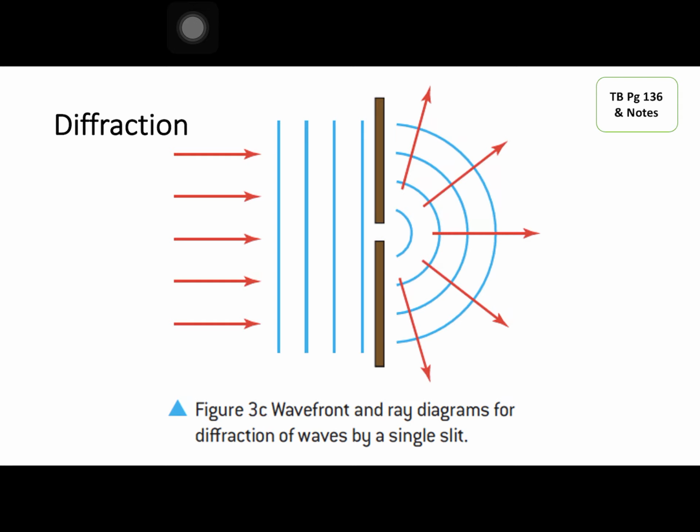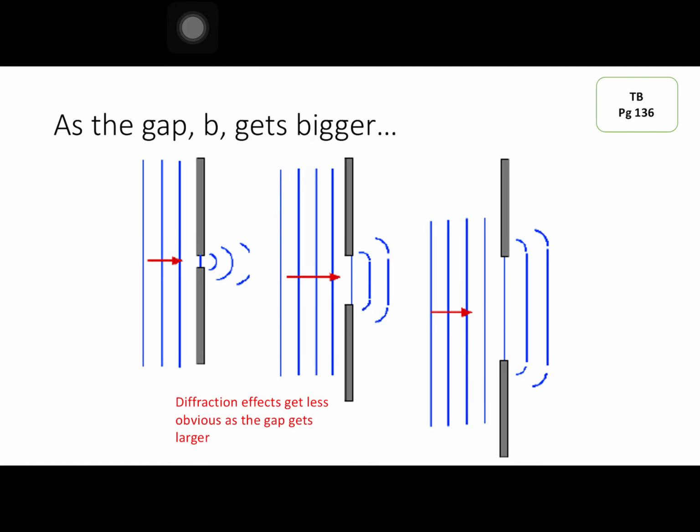Now we go on to diffraction. What's diffraction? If you go to page 136 of your textbook and your notes, you can see that when you have waves coming in and it passes through a little gap, it gets diffracted. Diffracted means the wave spreads out. Alright, so the gap, I'm going to call that distance B. And you can see that the wavelength before diffraction and the wavelength after diffraction is the same.